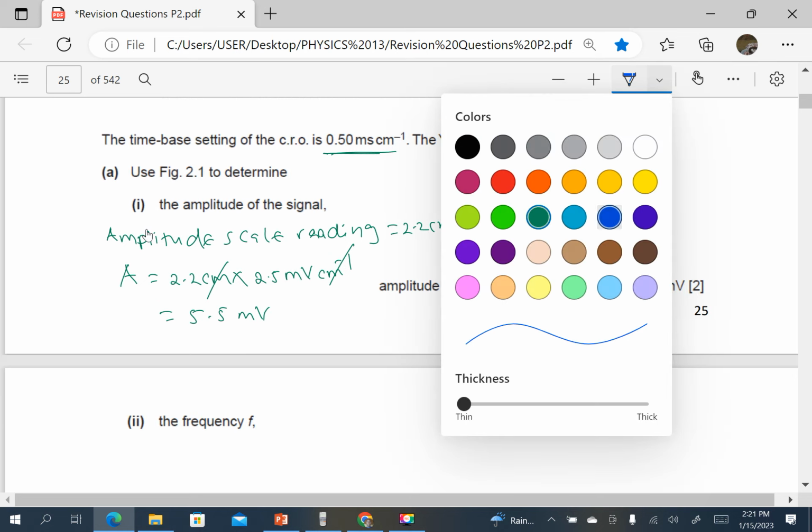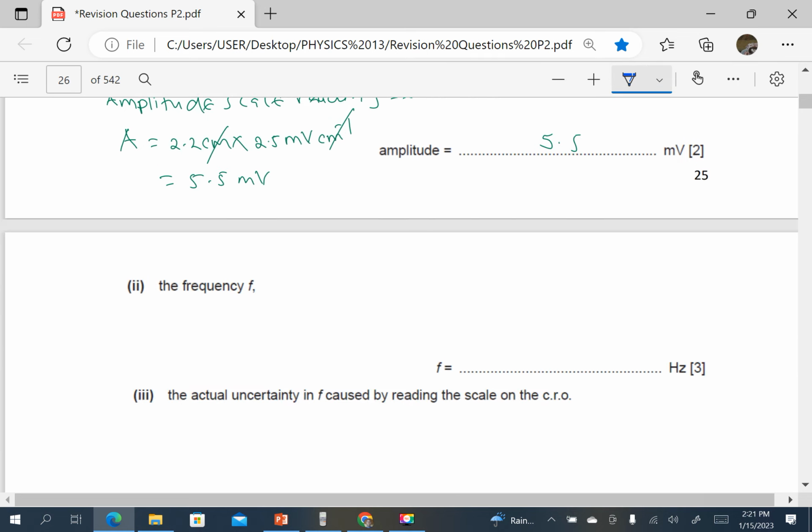Oh, let me change the color of the marker. Then the frequency f. We have already seen the period scale reading, or the time scale reading, from the graph.